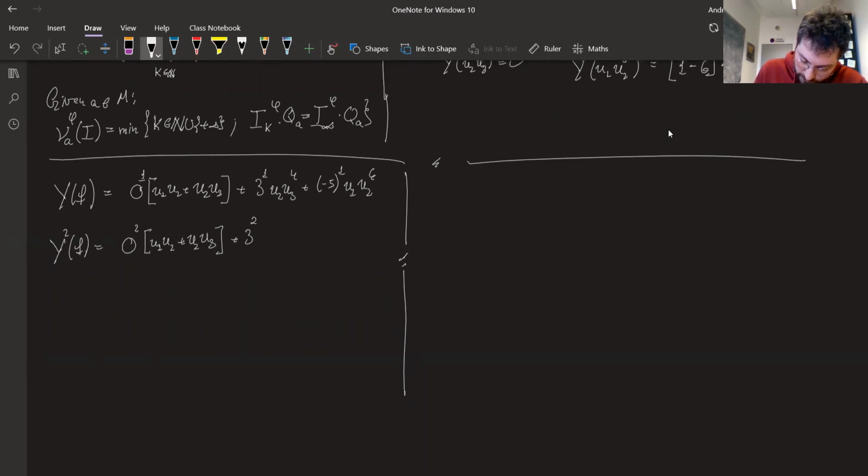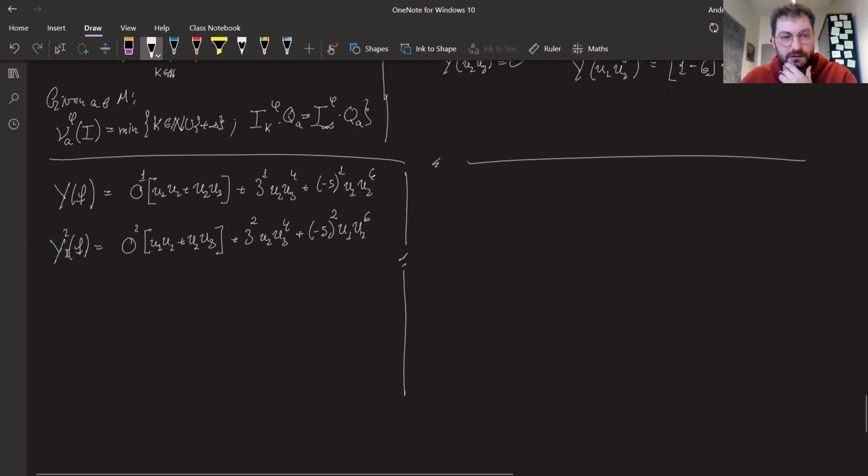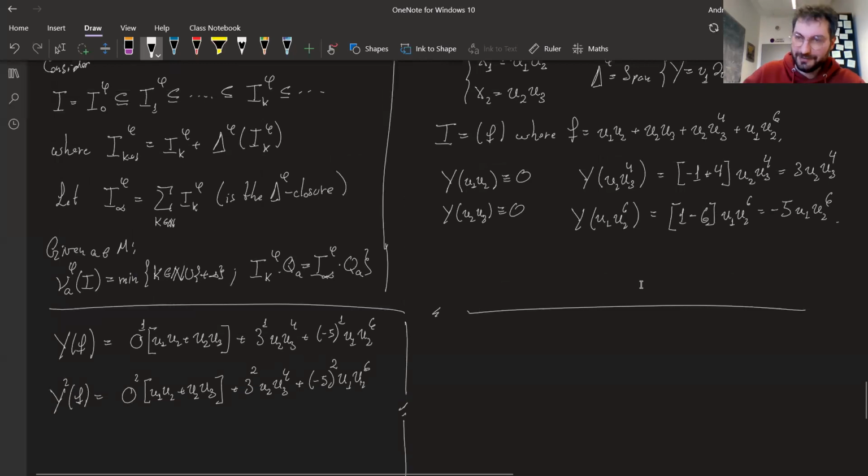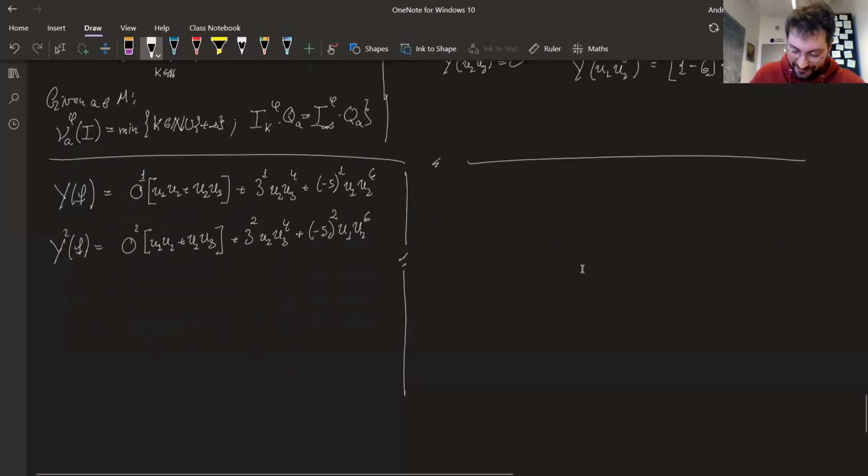Plus 3 to the power 2, because the 3 is a constant. Minus 5 to the power 2, to 6. So we have the 3 entries, and of course I did not write it, but we have f. Then there's no 0 to any power, it's just U1, U2 plus U2, U3, 2, U3, 4, plus.